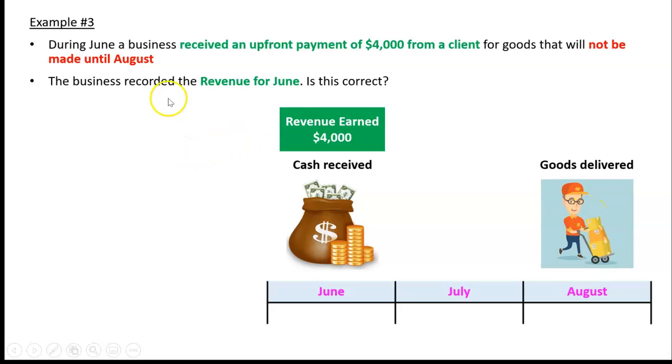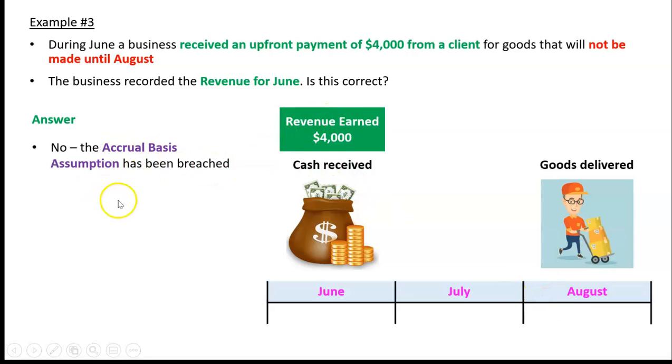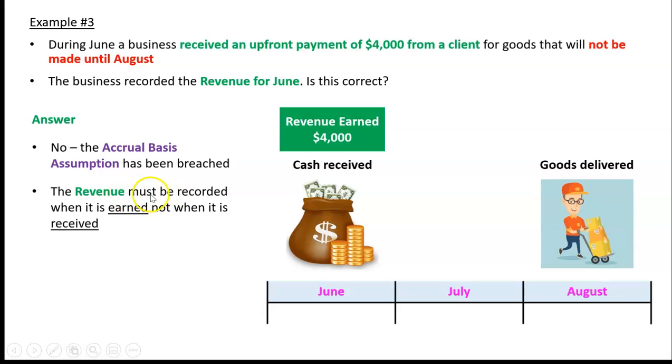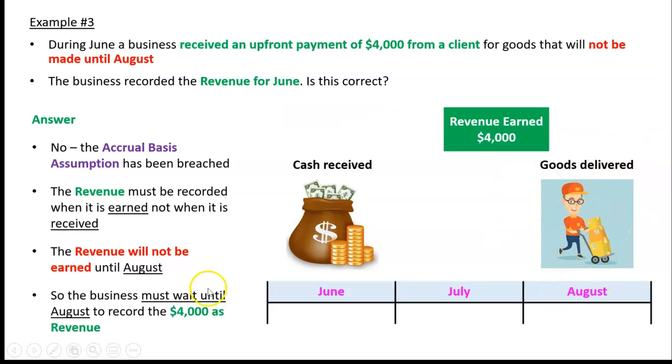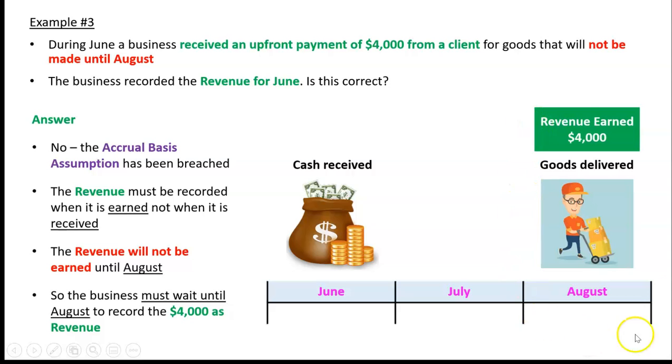So I guess the question now is, well, when should we record the revenue? The business recorded that revenue for June. That is when we got the money. However, you're not going to finish that table and deliver that table to the customer until August. So is that correct? We're going to say no. The accrual basis assumption has been breached. The revenue must be recorded when it is earned and not when it is received. So in this case, even though you got the money, you will not earn that revenue until you deliver the goods to the customer. So we will say you should wait until August before you recognize that revenue as earned.